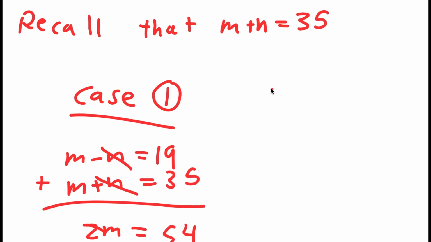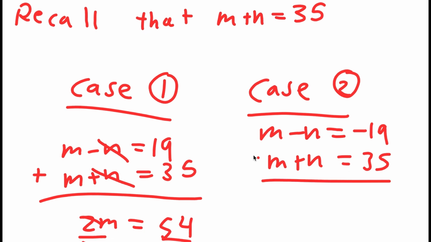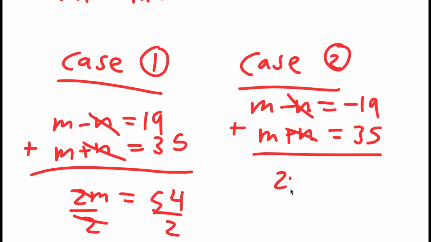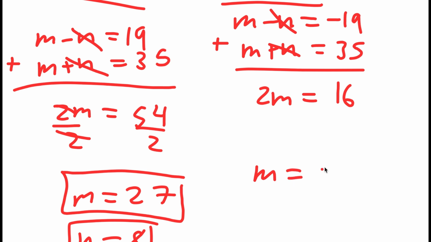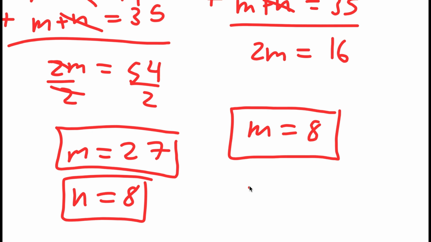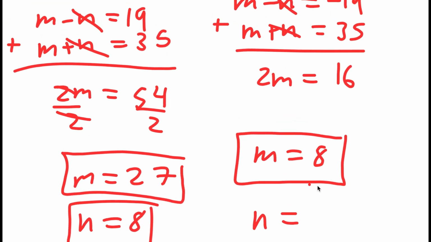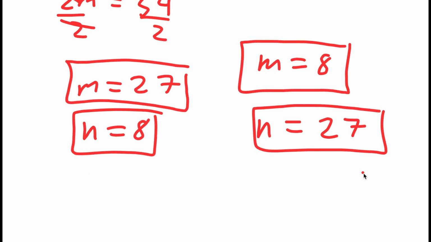Now for case 2, I have m minus n is equal to negative 19, and m plus n is still equal to 35. So again, I'm going to add these up. So I get 2m is equal to 16, and m is equal to 8. And if m equals 8, n is equal to 27. So these are my two cases.